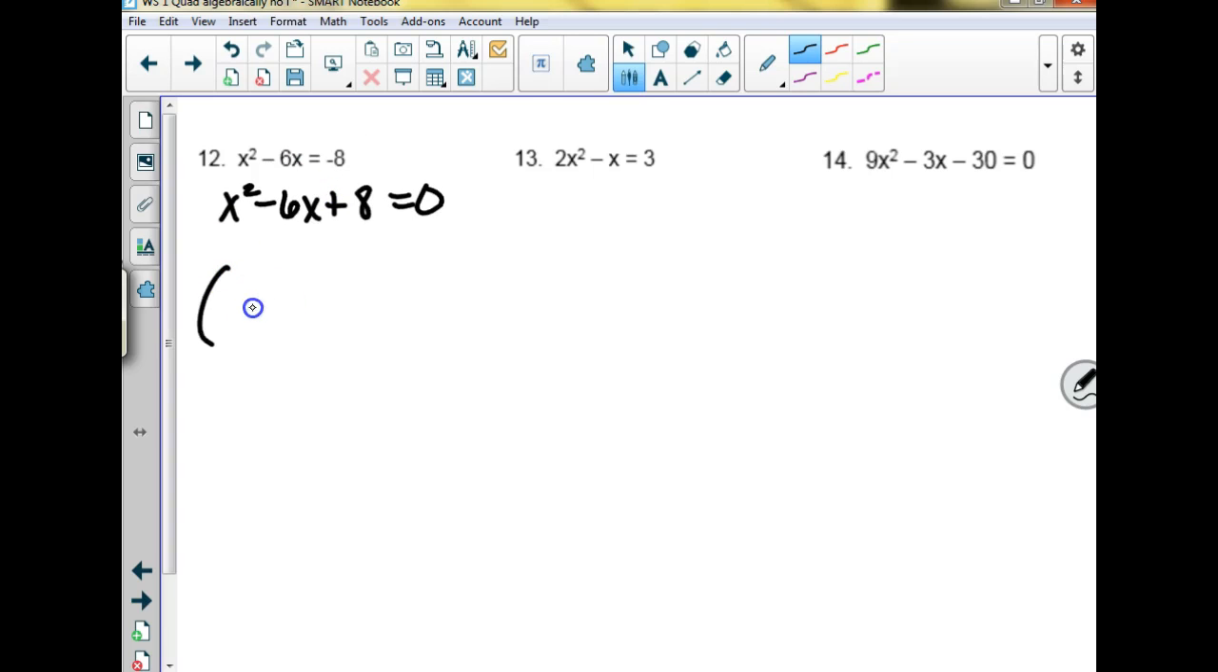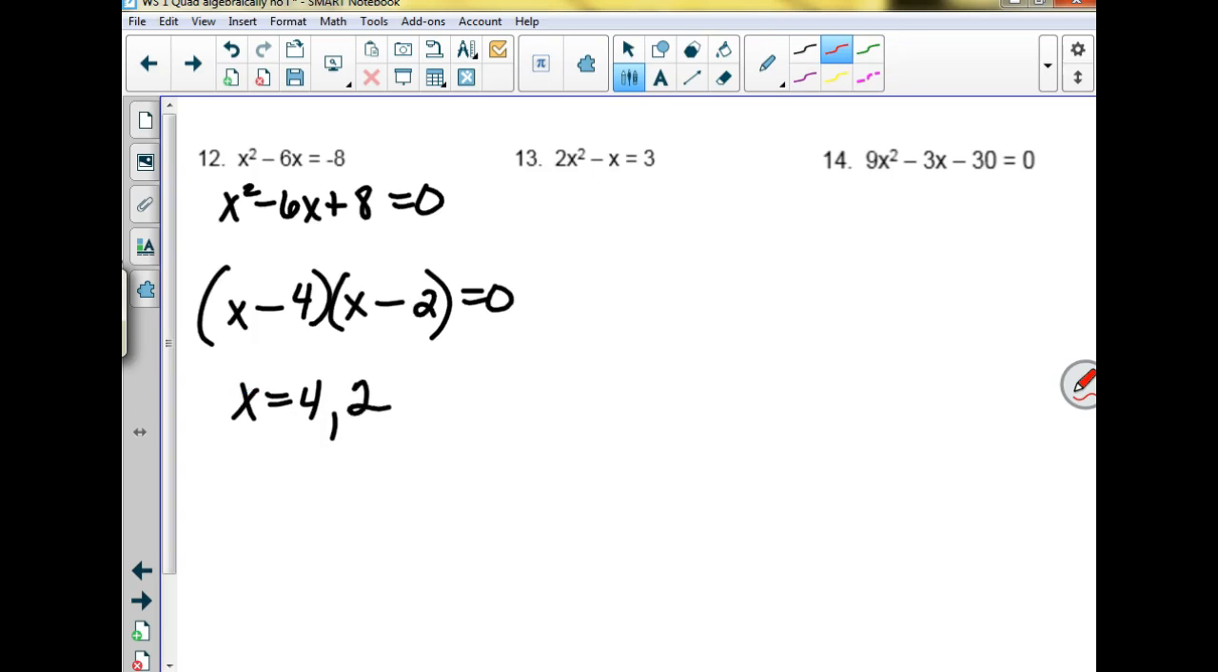How does that factor, guys? 4 and 2 will make 8, and it needs to be a positive 8, but they need to make negative 6. So I get positive 4 and positive 2. Too fast for anybody? All right, now we have a couple factoring ones where the coefficient isn't 1, and this is where some of you have learned to use slide and divide, and it's really not going to be your friend, because we're going to eventually be solving things like this second semester.